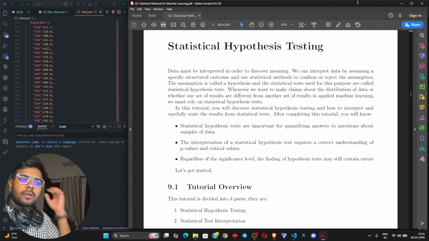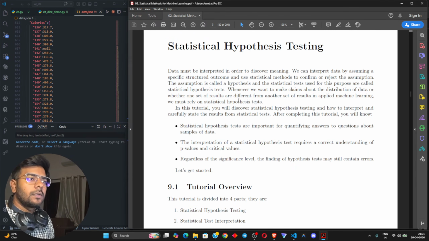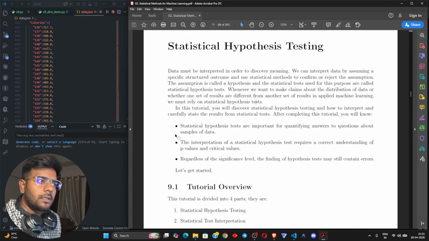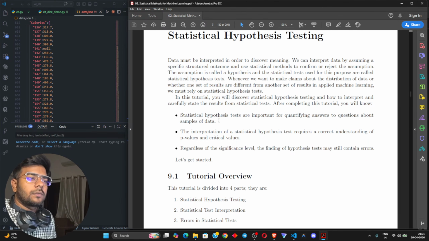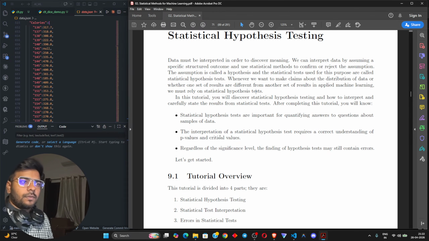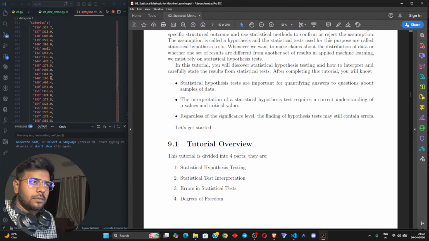Hypothesis tests: whenever you want to make claims about the distribution of data or whether one set of results is different from another set of results. In applied machine learning, we must rely on a statistical hypothesis test. The result is important for quantifying answers to questions about samples of data. The interpretation of a statistical hypothesis test requires a correct understanding of p-values and critical values.